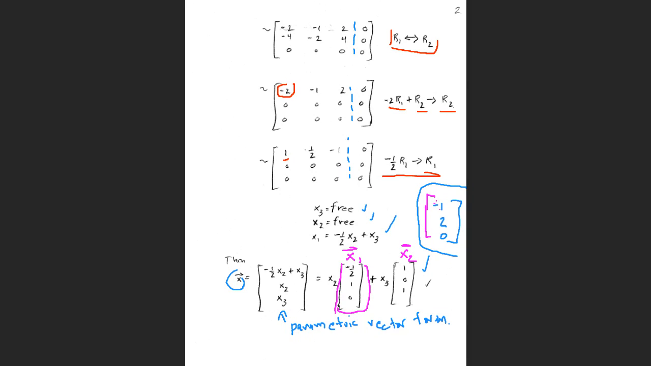Okay, so let's use the -1, 2, 0. Let's let that be one of the eigenvectors, and the 1, 0, 1 be the other eigenvector for the eigenspace corresponding to λ1 equals 7.